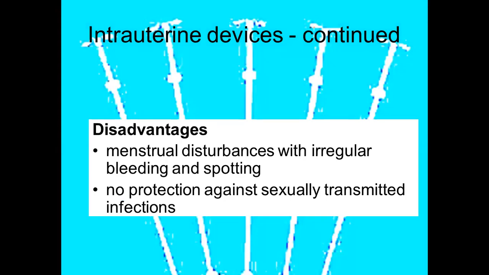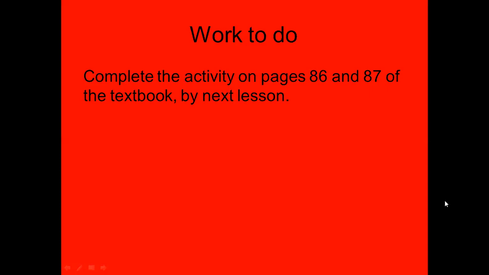There are some disadvantages. So it's possible to have menstrual disturbances with irregular bleeding and spotting, which just means that instead of having the entire menstrual period, that a female might spot blood between periods. And there's no protection against sexually transmitted infections. And this is one of the things that you need to be able to use in an argument as to whether a couple should use a particular kind of contraceptive method.